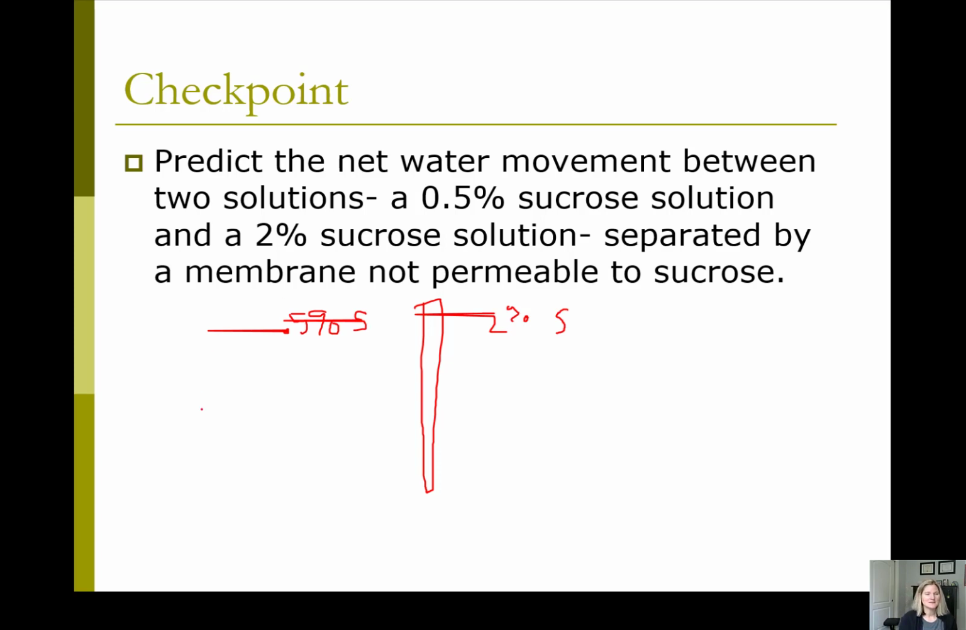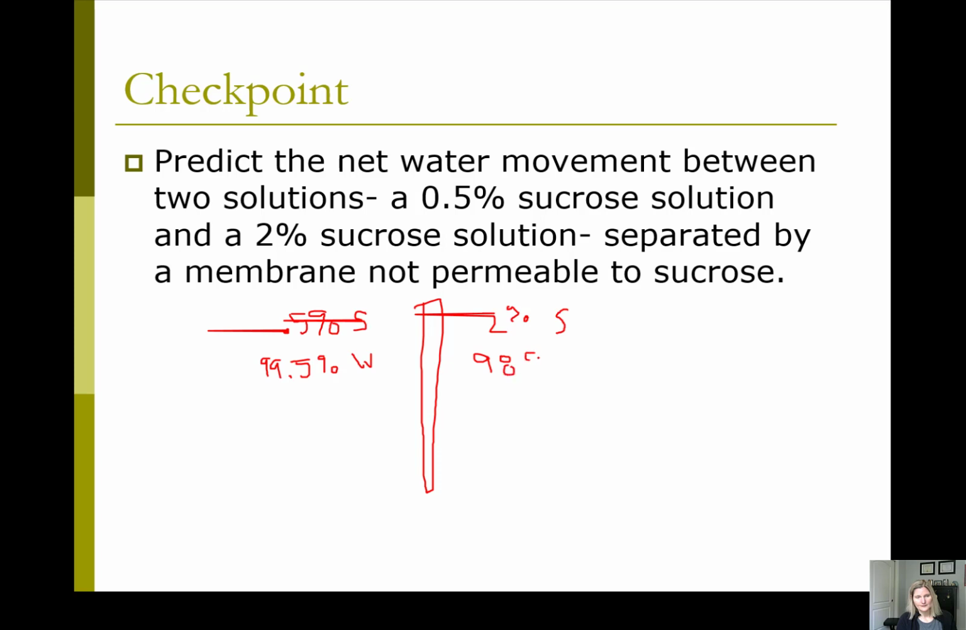It's stuck, it can't get through. So water is going to be moving. If I have 0.5% sucrose on this side, what's the rest of it? It's got to be water. So what percentage of this solution is water? It would be 99.5% water. On this side, we have 2% sucrose, so the other 98% of that solution must be water.